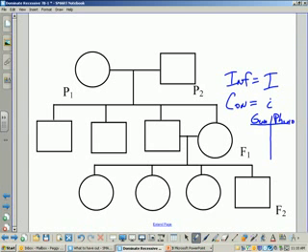Write down the possible genotypes and phenotypes. Good. Now this is where I do a T-chart. Geno, pheno. How many genotypes are there? 3. What are they? Purebred dominant, hybrid. Okay. Purebred dominant. How do I write that? Capital, 2 capital I's.